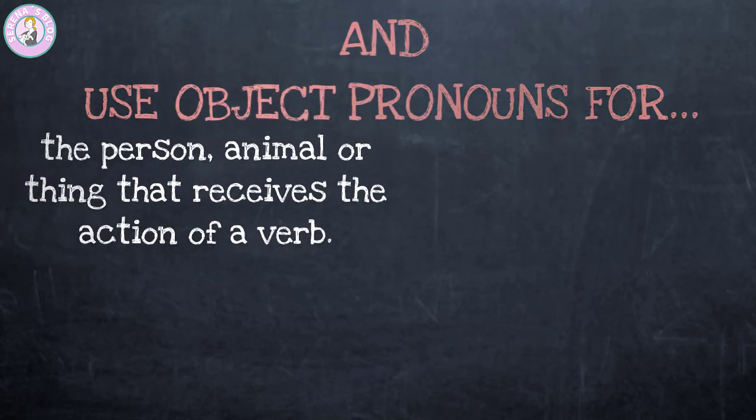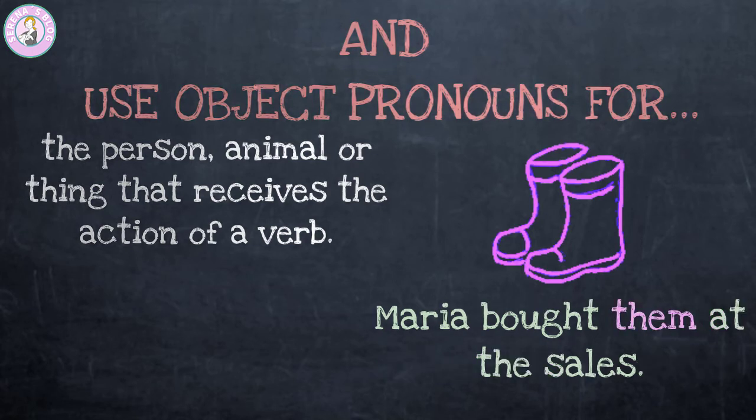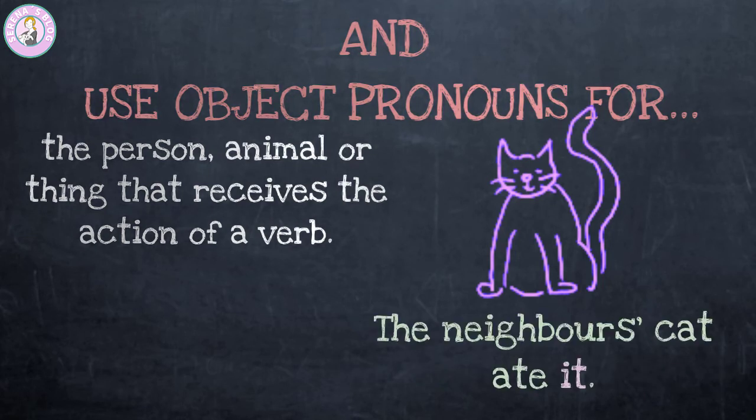And use object pronouns for the person, animal or thing that receives the action of the verb, like in Maria bought a pair of boots at the sales, where a pair of boots receives the action of the verb buy and can be changed into them. Getting: Maria bought them at the sales. Or the neighbor's cat ate the tuna sandwich, where the tuna sandwich would be the object, and we could change it to it. Getting: the neighbor's cat ate it.